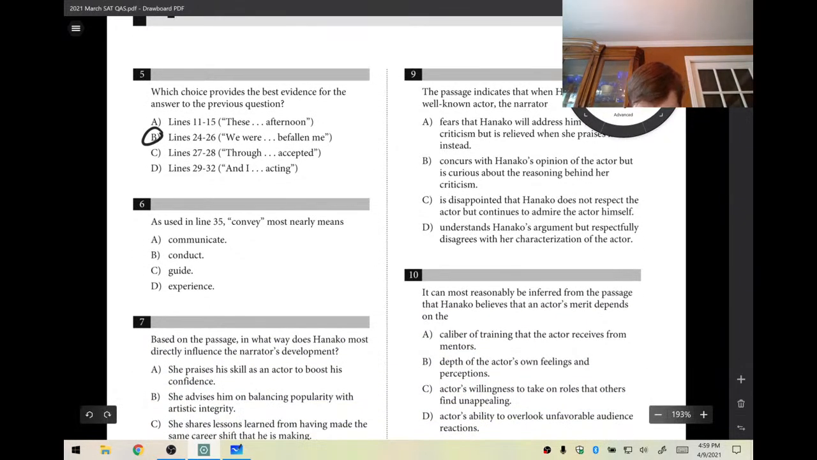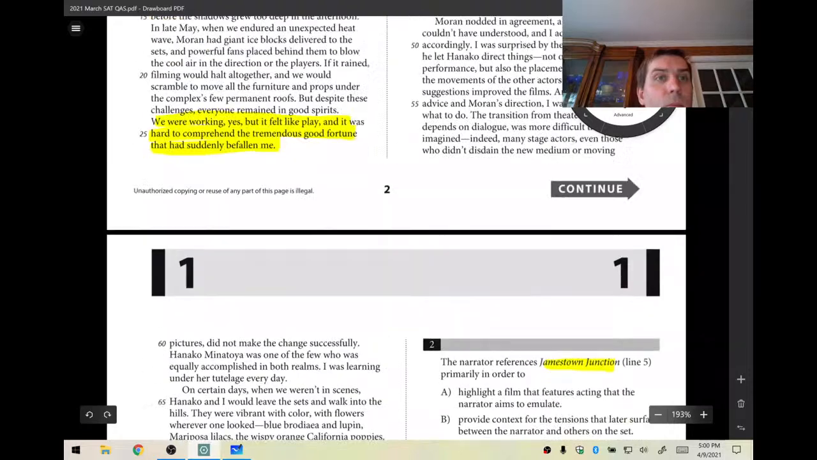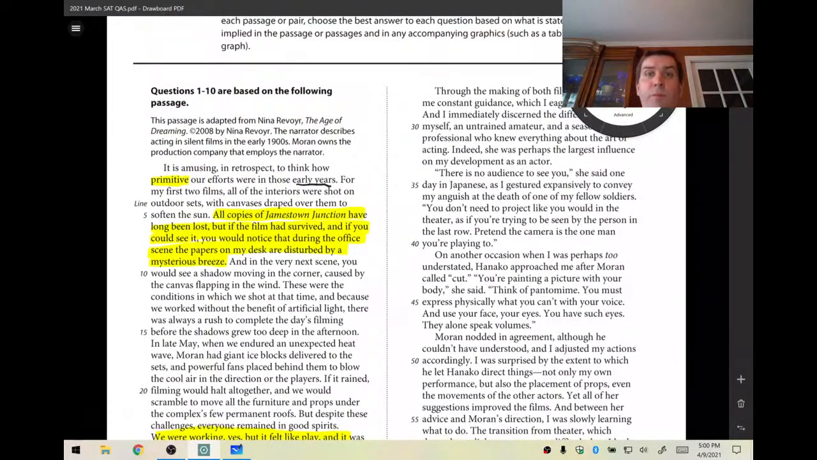All right, let's look at 6. As used in line 35, convey means what? Always read the words back in the sentence. Let's look at line 35. "There's no audience to see you," she said one day in Japanese, as I gestured expansively, big, expansive, to convey my anguish at the death of one of my fellow soldiers.